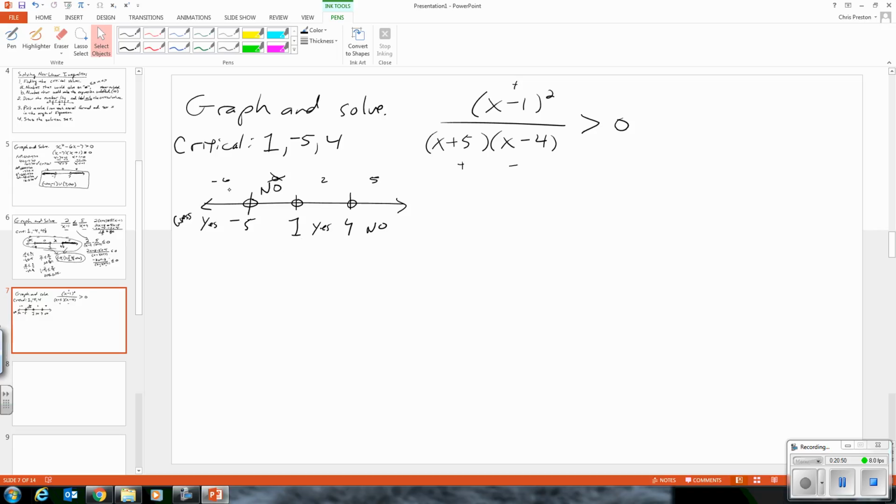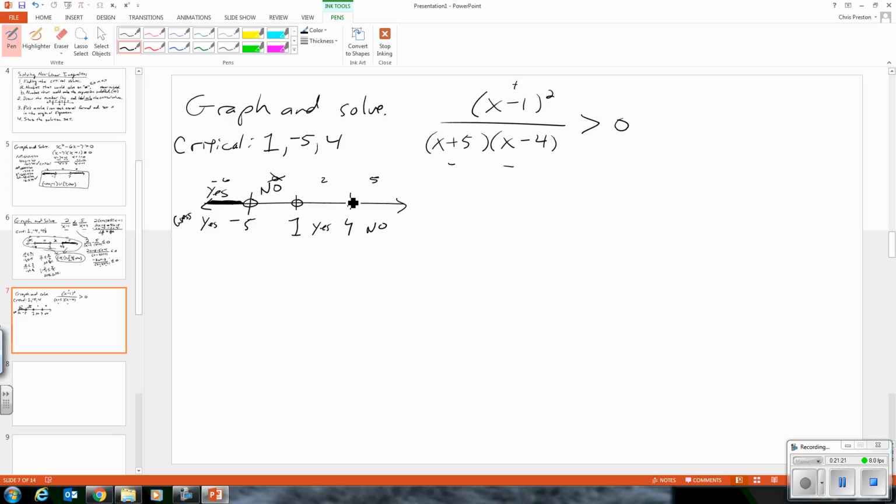So let's try it. Let's say I plug negative 6 in here. Negative 6 minus 1 is negative 7 squared is positive. Negative 6 plus 5 is negative, and negative 6 minus 4 is negative. So a positive divided by a negative divided by a negative. Negative times a negative is a positive. Positive divided by positive is greater than 0. So this is a yes. So hey, we're looking good. We got this thing figured out. I don't need to check all these. This is just a waste of work.